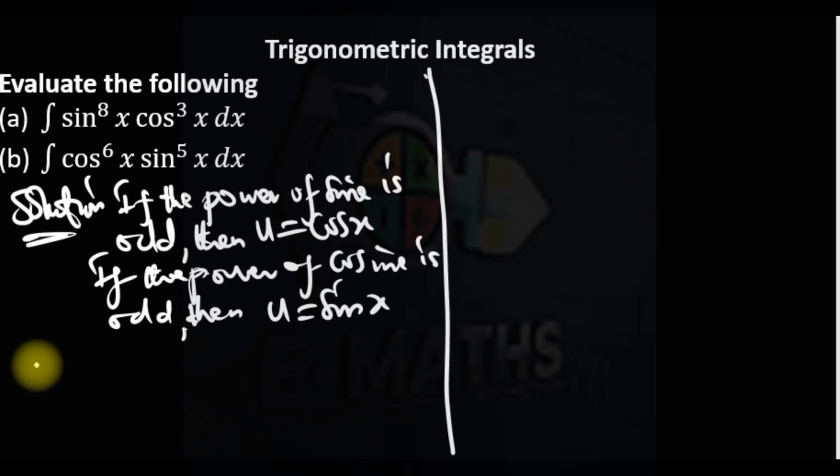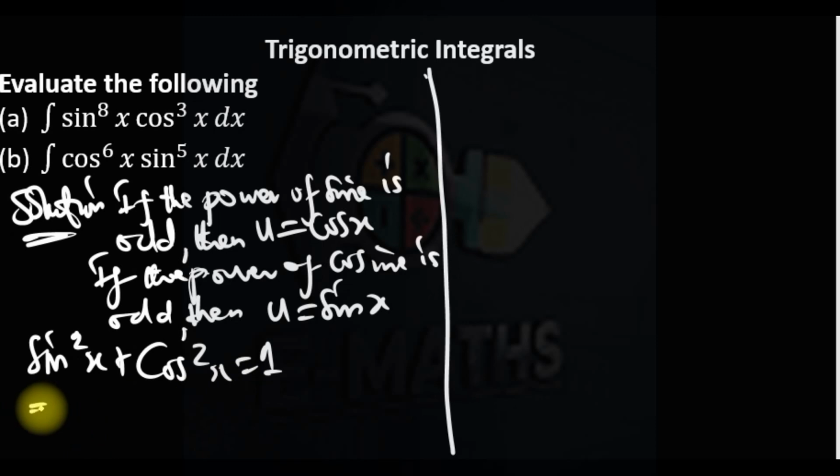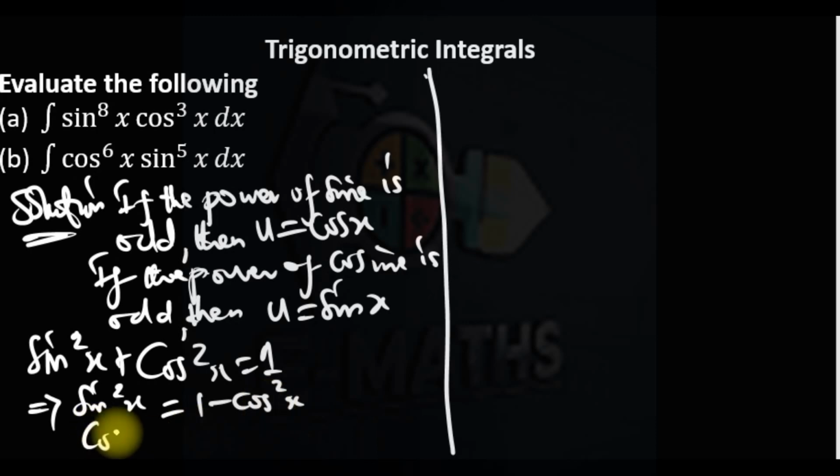So if you could remember our Pythagorean identity, that sine squared x plus cos squared x is 1. So making both sine squared and cos squared the subject of formula, that's what we have. So very, very important. This is the first thing, while that is the second thing we have to know.